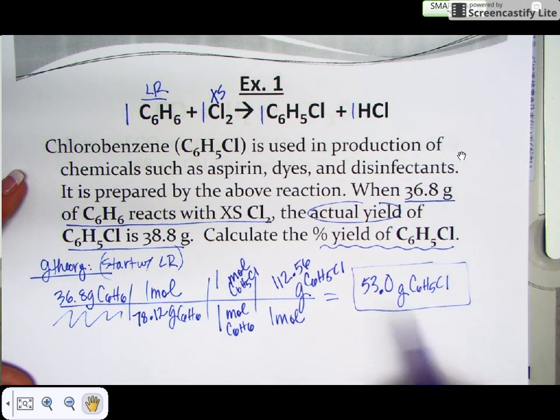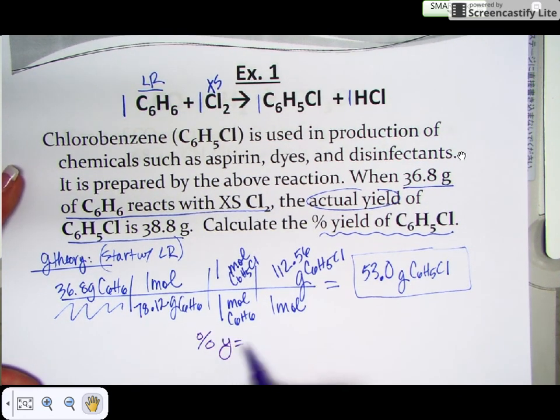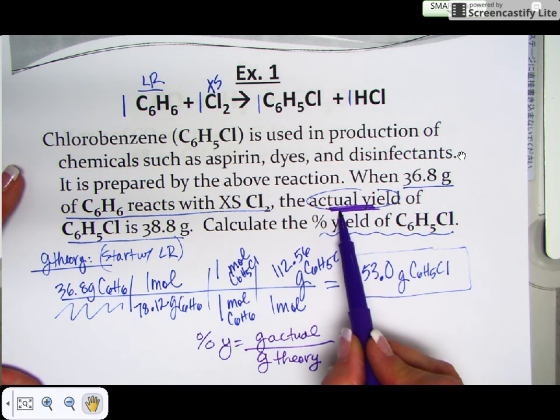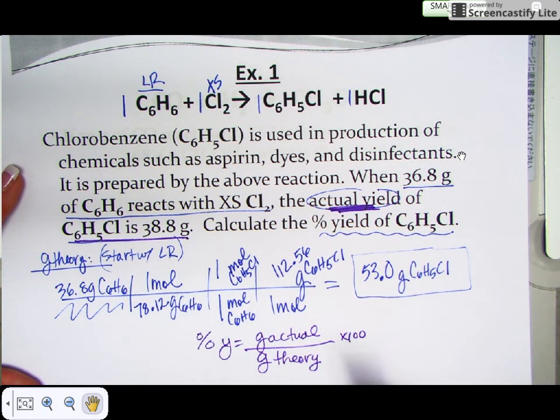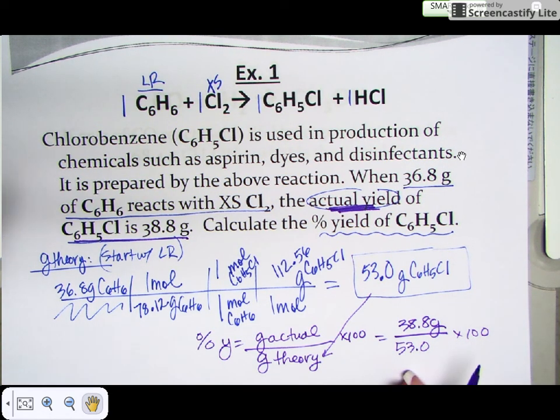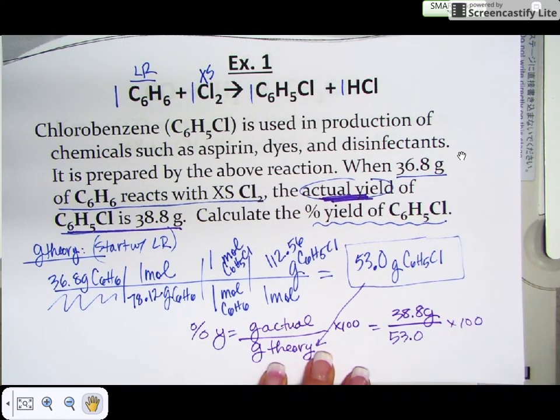So now we're going to use that and plug it into our formula. Percent yield is grams actual divided by grams theoretical times 100. They told us the actual yield up here, 38.8 grams, so that plugs in for grams actual. Grams theoretical, you just found. This is going to plug into the denominator, 53.0, and then multiply by 100. So when you do that, you get your percent yield. This is a percent yield of 73.2%.